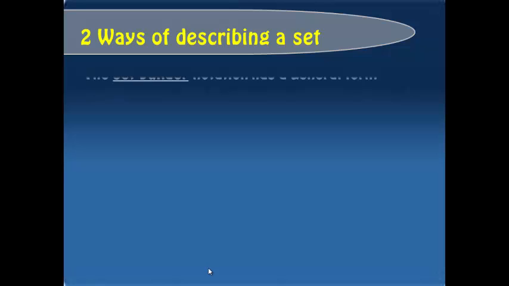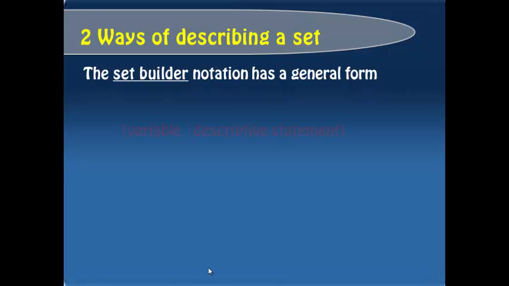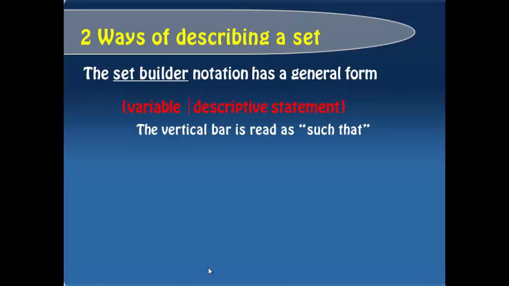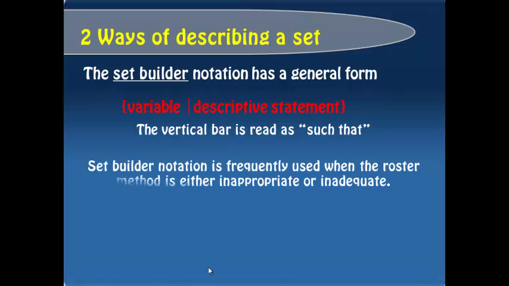Another way of describing a set is the set builder notation, which has a general form of a variable, a vertical bar, and a descriptive statement. The vertical bar is read as "such that". Set builder notation is frequently used when the roster method is either inappropriate or inadequate.